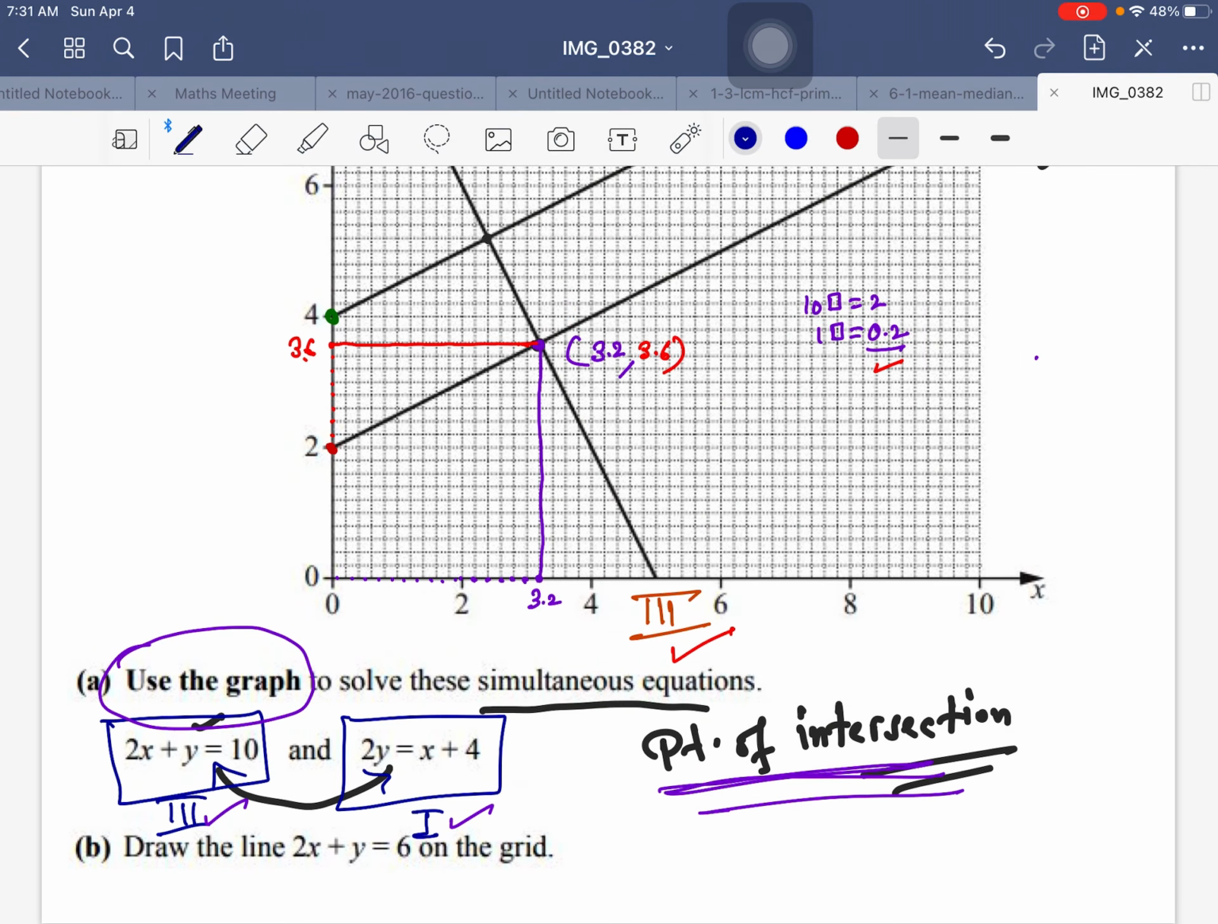If you match up this equation with the general equation, y equal to mx plus c, you can see here what is the gradient of this line and what's the y-intercept, okay? So the gradient of this line is minus 2 and the y-intercept of this line is 6.